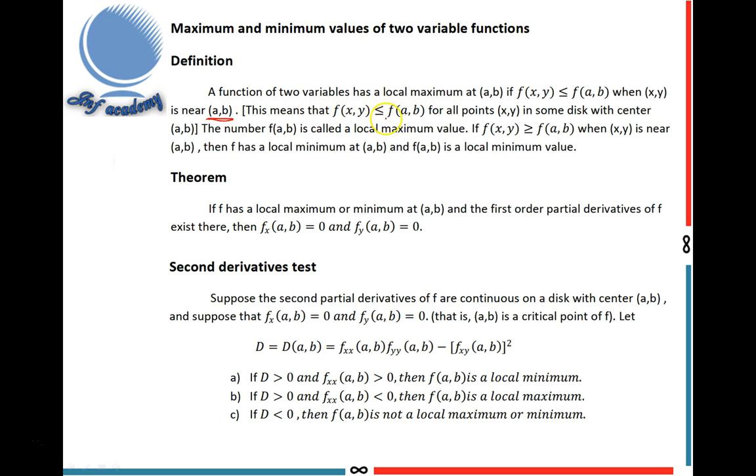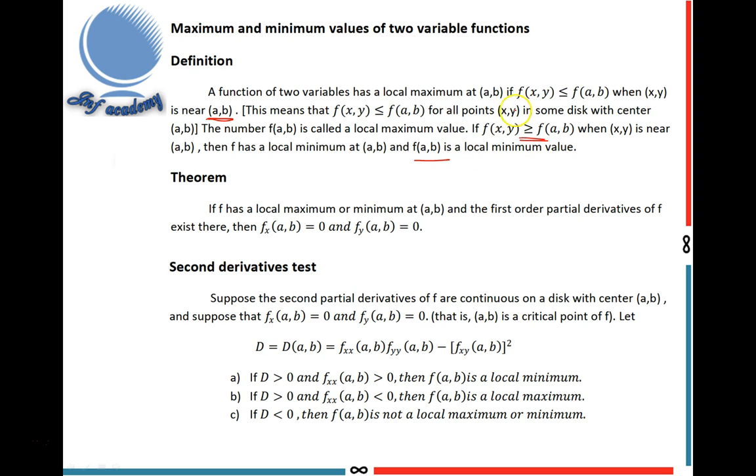That means that f(x,y) ≤ f(a,b) for all points (x,y) in some disk with the center (a,b). Then the number f(a,b) is called a local maximum value. If f(x,y) ≥ f(a,b) when (x,y) is near (a,b), then f has a local minimum at (a,b) and f(a,b) is a local minimum value. This is the definition of local maximum and local minimum of a two variable function.